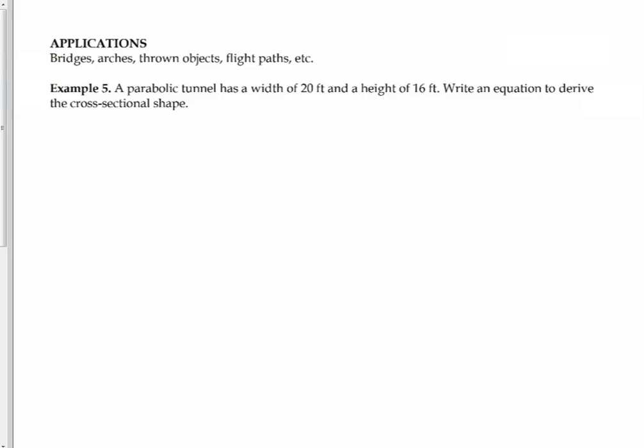So there's a tunnel. A parabolic tunnel has a width of 20 feet and a height of 16. So let's start by drawing that. Okay, so there's my parabolic tunnel. We know the width is 20.